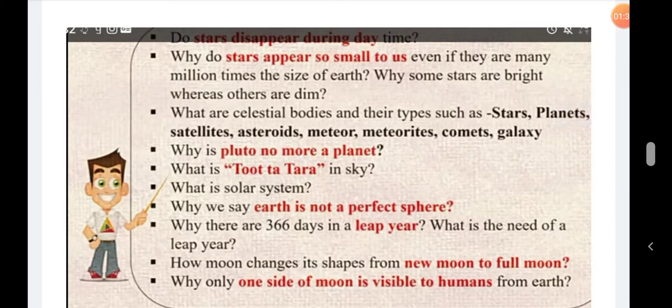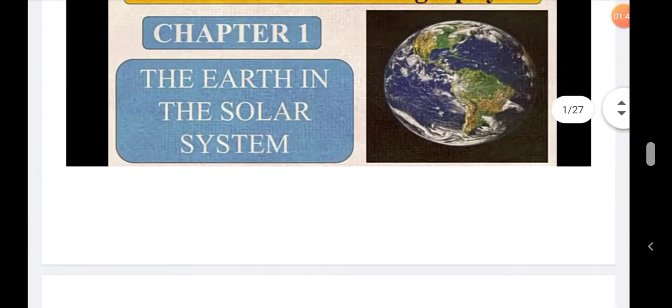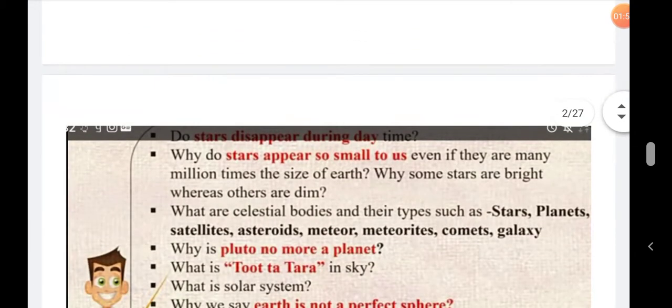Some questions definitely come to your mind, that why are stars so different, why are there so many different types of stars in the sky. So we will find the answers to these questions also in this chapter. If you look carefully at the stars, you will notice that they are not equal, they are different from each other.